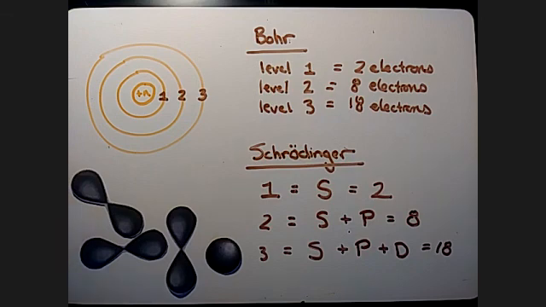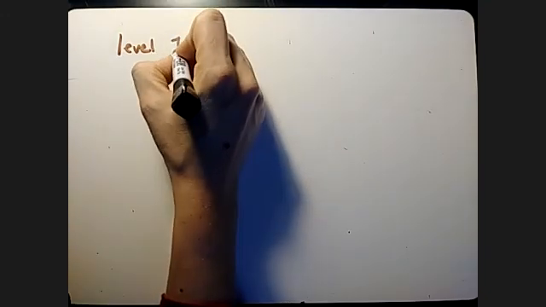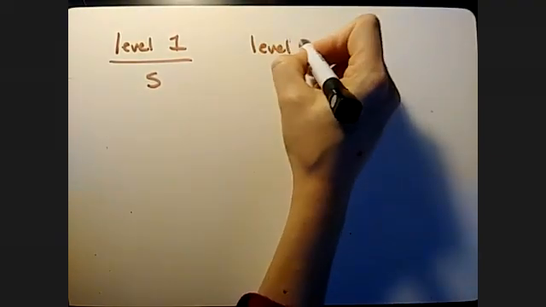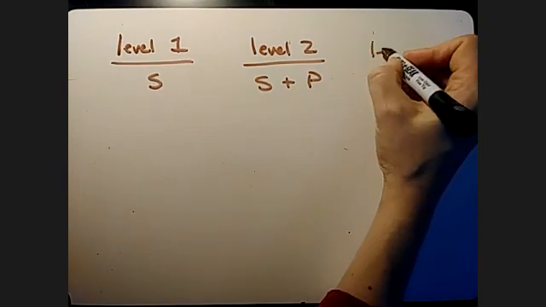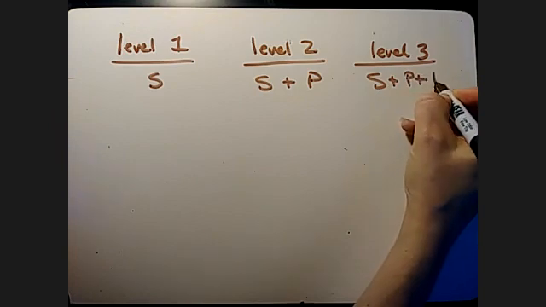So in summary, again, not every shape is found in any energy level. Only certain levels have enough room for some of the shapes. Let me erase this, and we're going to do, like I said, a little summary here. So in level 1, you can only have S. In level 2, you can have S and P. And then in level 3, you can have S and P and D.